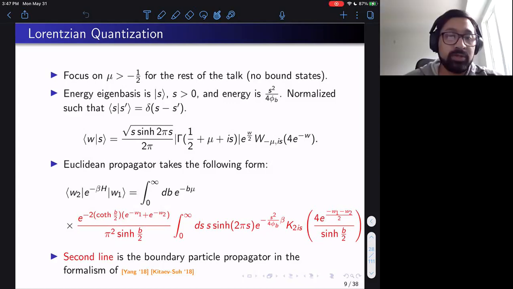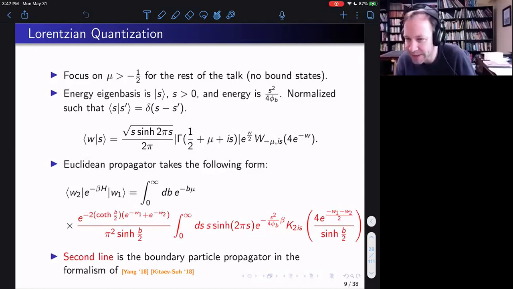Yeah, I see. But can it be derived from the inner product between the W and the S states that you wrote down? So in JT gravity without end of the world branes, I think it can be. You just integrate against the density. But I'm not sure what the density is in your case.